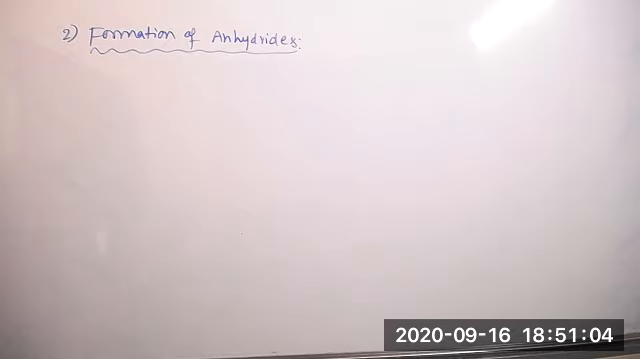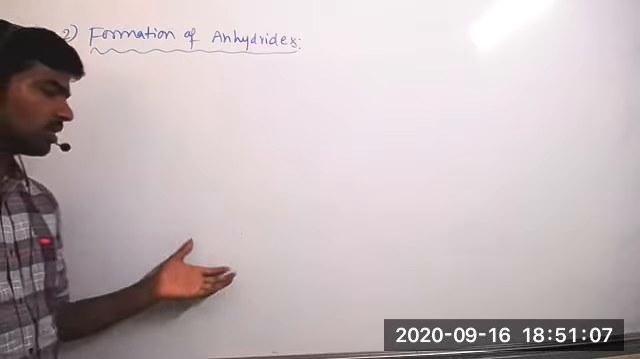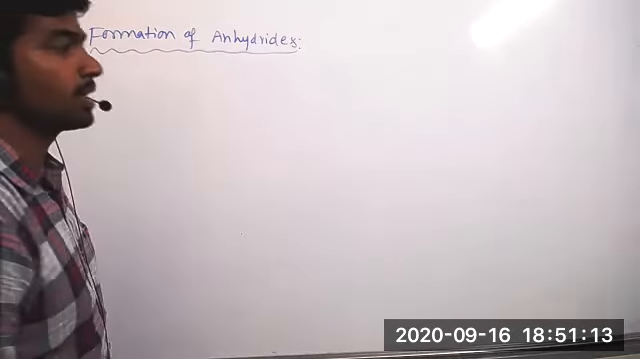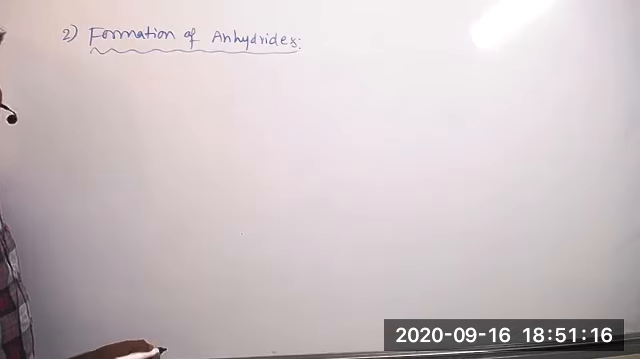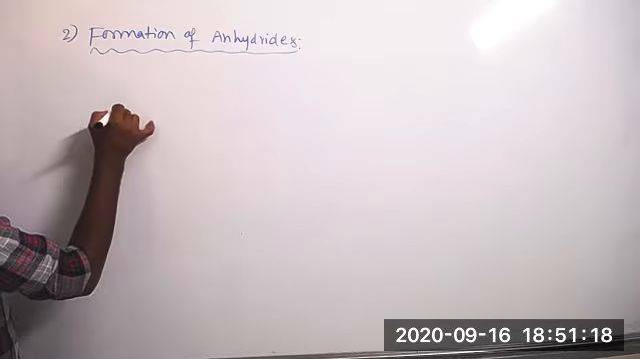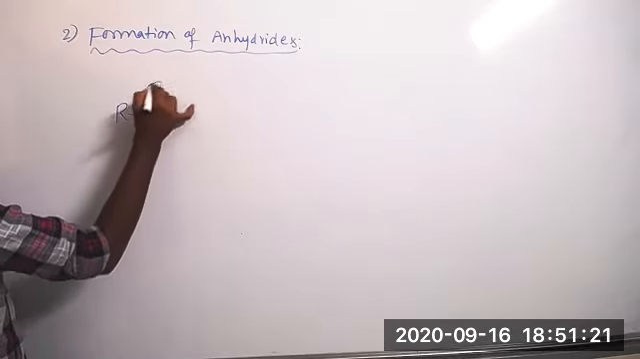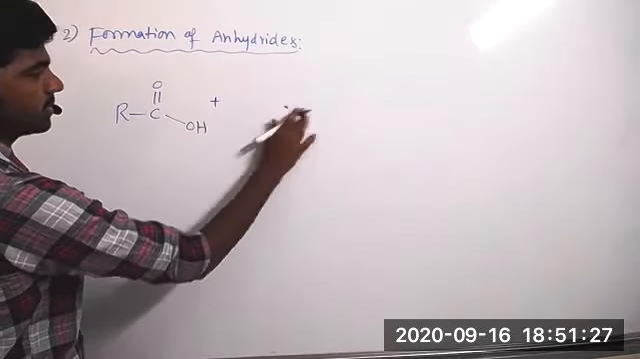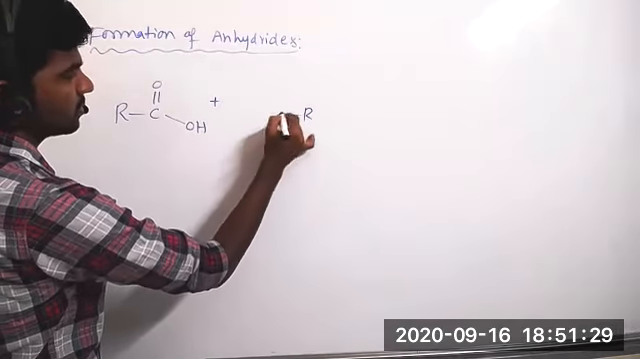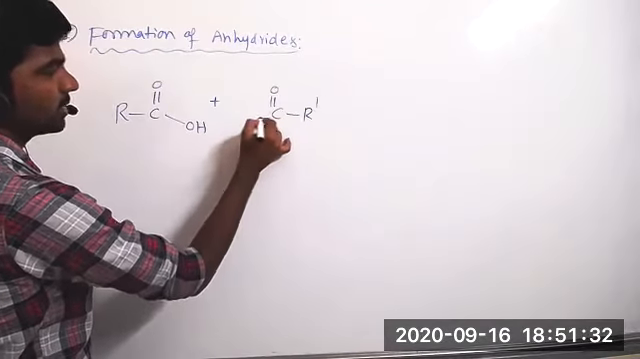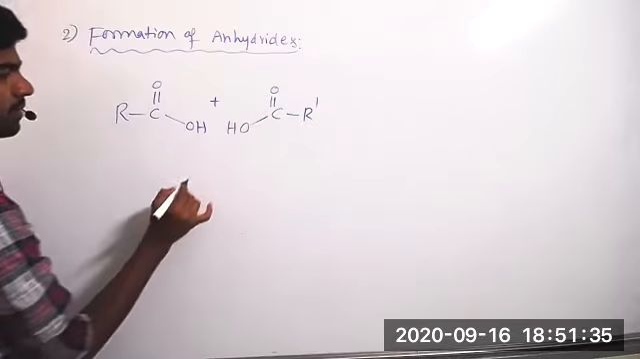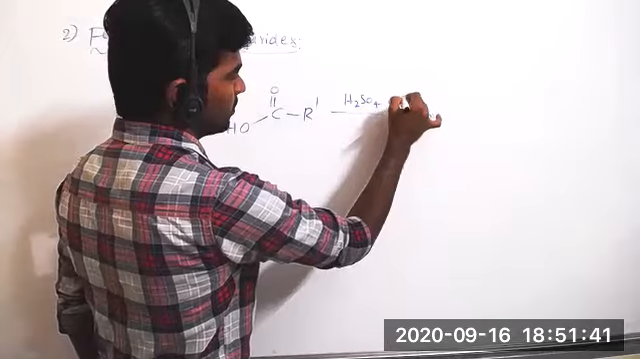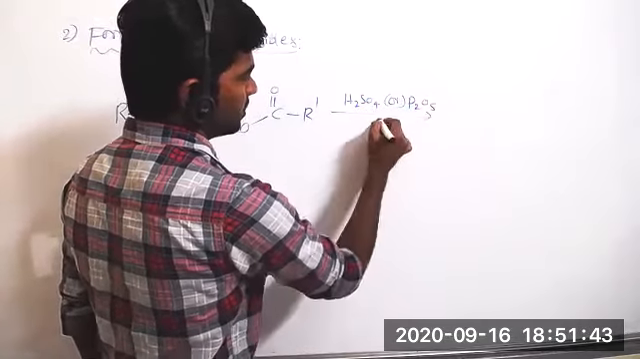Carefully see the reaction. Here when carboxylic acids are heated in presence of mineral acids such as concentrated H2SO4 or phosphorus pentoxide, there is a loss of water molecule and it gives anhydrides. First I'm writing the chemical reaction, observe. This is carboxylic acid and here taking another carboxylic acid, so R dash C double bond O OH, in presence of H2SO4 or phosphorus pentoxide on heating.